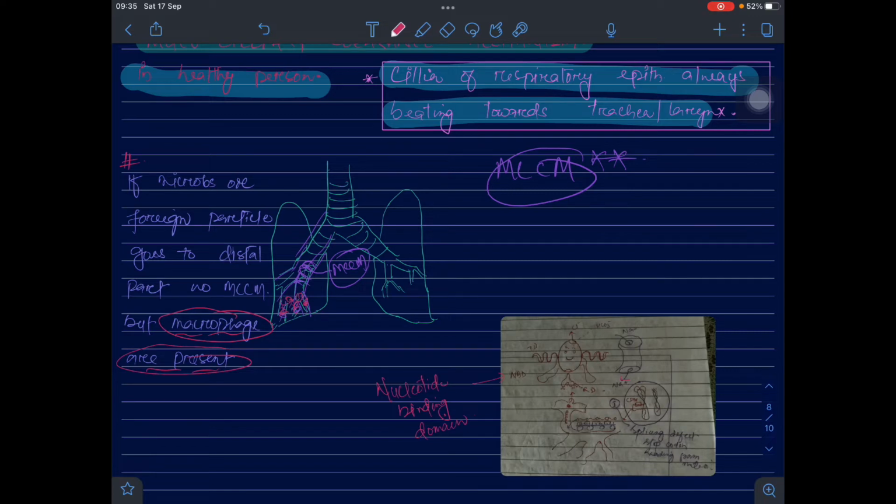If microbes or foreign particles are on the distal part, what will happen? There is no mucociliary clearance mechanism, but the macrophage is present here. So the macrophage does the work.